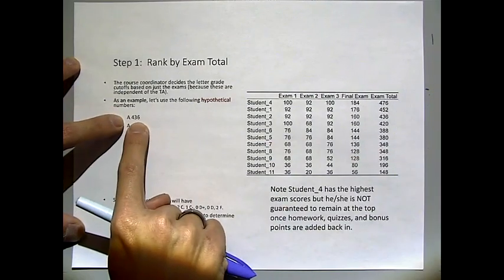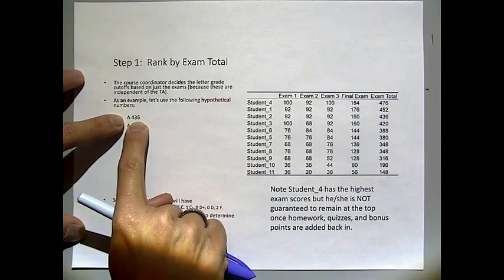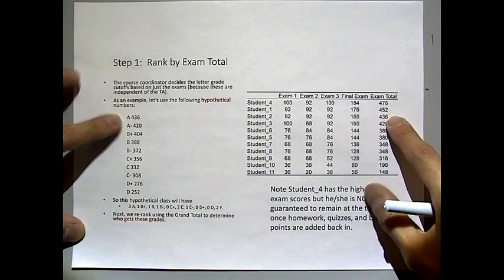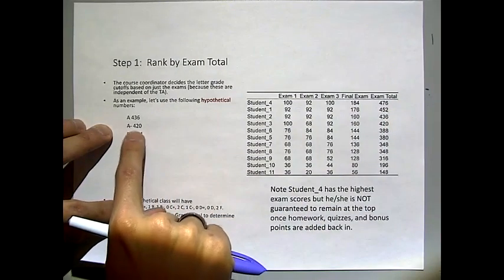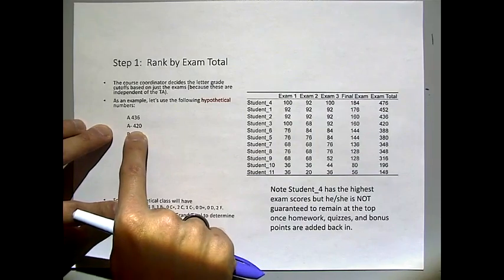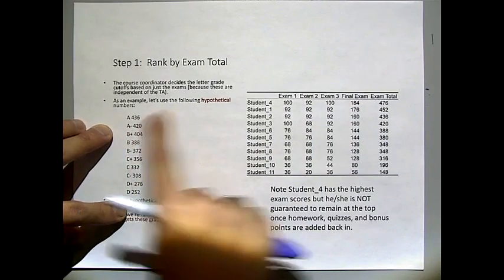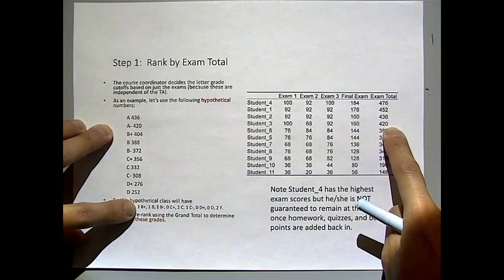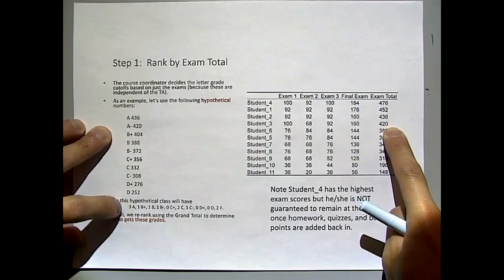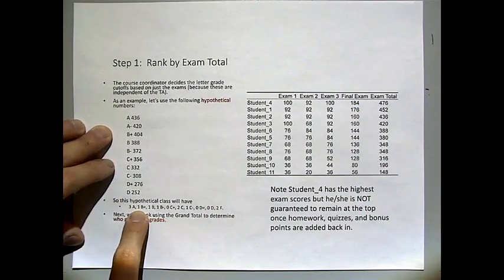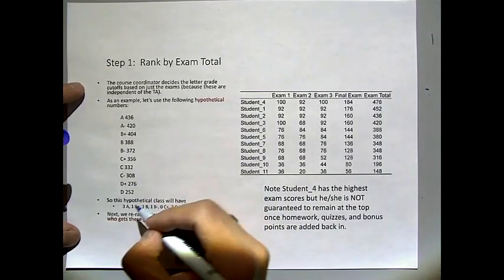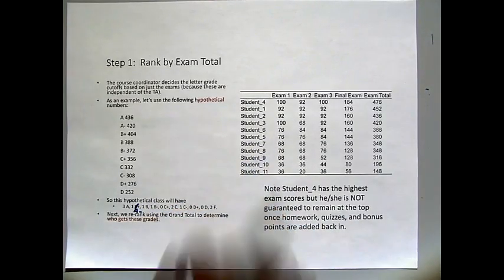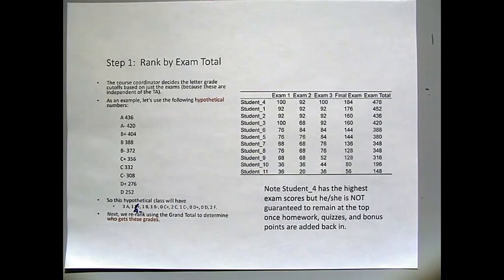We look at how many students got 436 or higher. 1, 2, 3. So that means 3 A's. We look at how many students have 420 or higher, but less than 436. Actually, that's 1 A minus here. I think I skipped something. Yeah, I skipped an A minus here. So that's an A minus. Anyway, you get the idea, everyone?